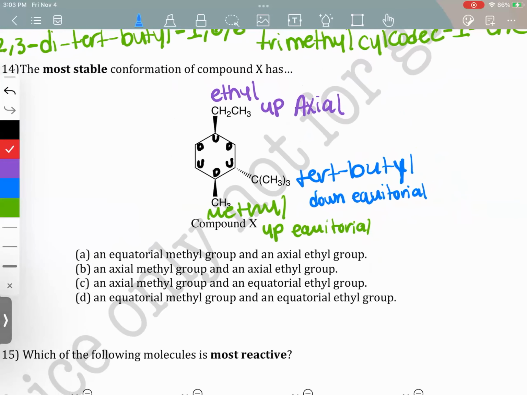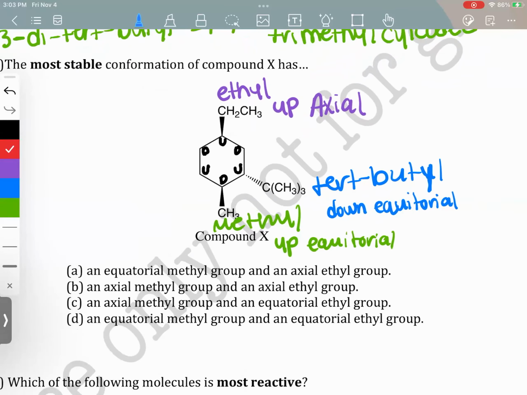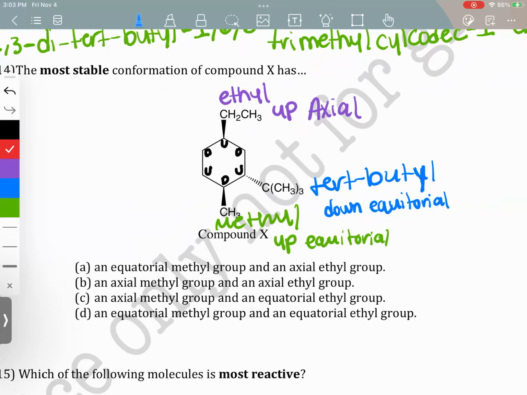So the most stable conformation of compound X has what? Which of these answer choices match what we came up with? Right, A. An equatorial methyl group and an axial ethyl group.